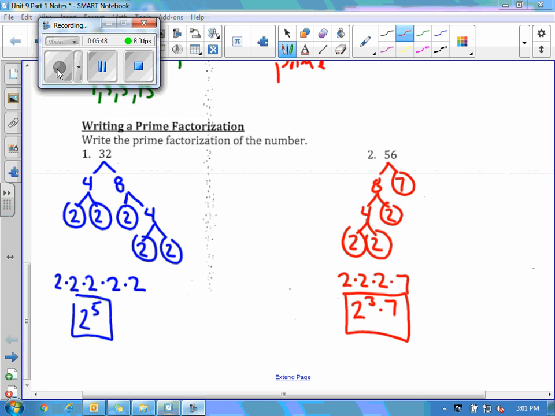Now, for both of these, you might have noticed there's other factors that go into the original number. And it doesn't matter what numbers you pick, because you'll wind up with the same answer if you do it correctly. So for like 32, if I had done 16 and 2 instead, I would circle the 2 because that's prime. 16 I could break into 4 and 4. Both of those are composites, so I'm going to split them into 2 and 2. So if you notice, I picked different numbers to start with, but I would wind up with the same answer for 32, no matter what.